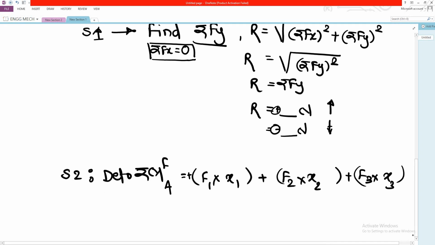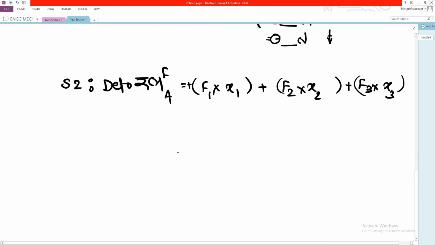Now we will have some magnitude of this summation of moments. A is the reference point. We will be having some value, plus or minus whatever. The sign of the moment generated may be plus. In our case specifically, we can see all the 3 moments are positive. That's why the final answer is also going to be positive. Let's say this much xyz amount of total moment is generated.